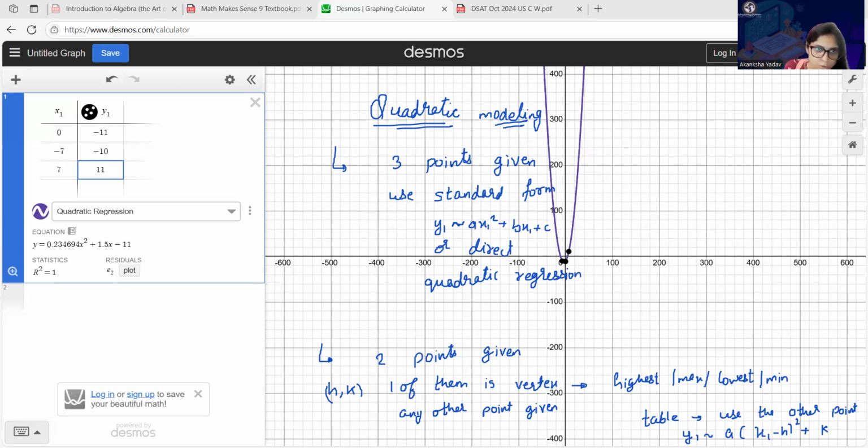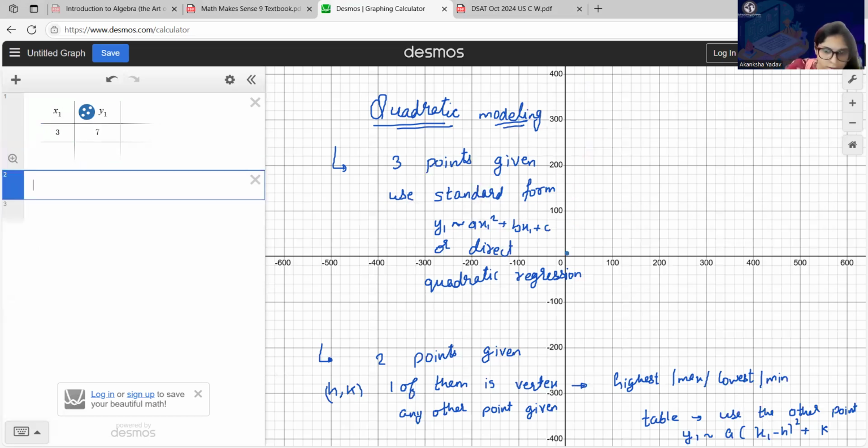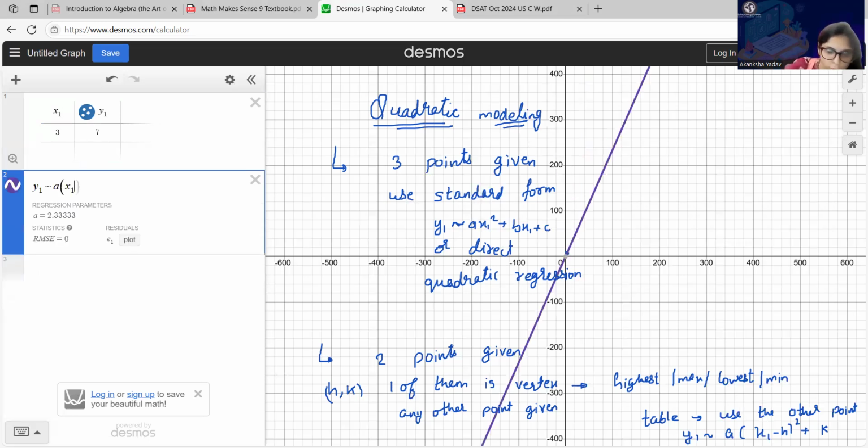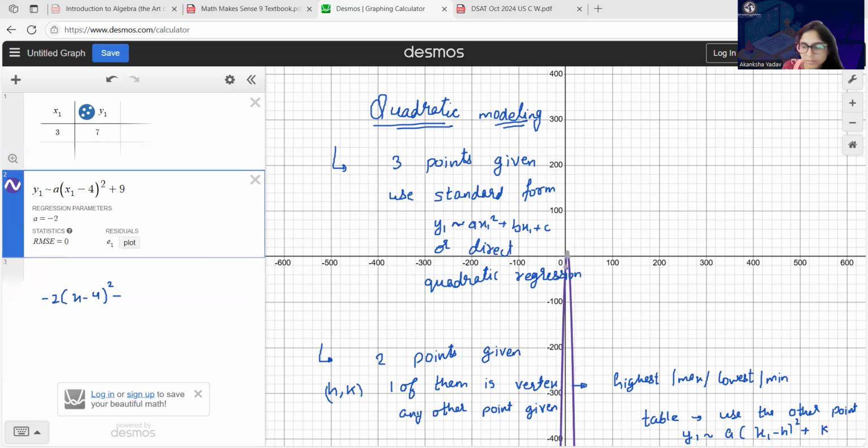And from there, you will get the value of a and your equation. So I'll show you an example also. Let's say one of the points given is (3, 7), and the vertex, let's say, is given as (4, 9). So now you can see the value of a is going to be negative 2. So now you've got your equation. It's y = -2(x - 4)² + 9. Does that make sense?